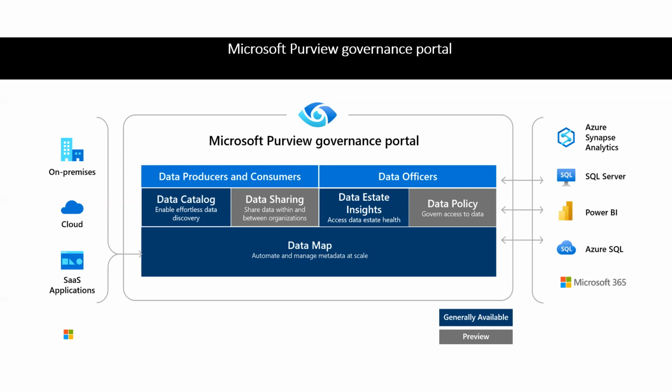Next one, data estate insights. You can see that it's the third one in the diagram, in the middle. So it acts as data estate health, and it gives us an overview of our data estate to help us discover what kinds of data we have and where. The last one is data sharing. So data sharing allows us to securely share data internally or across organizations with business partners and customers.